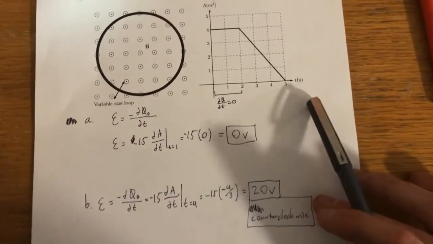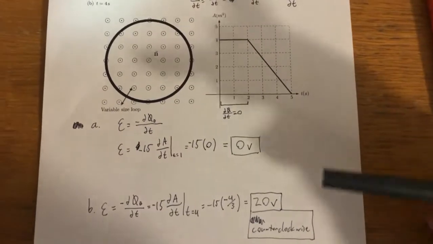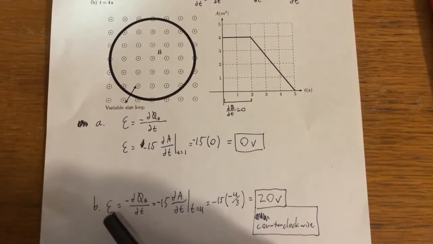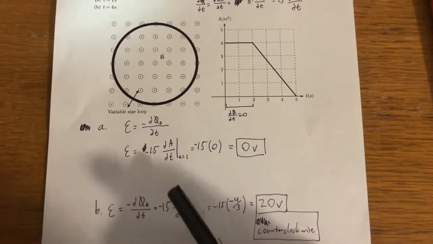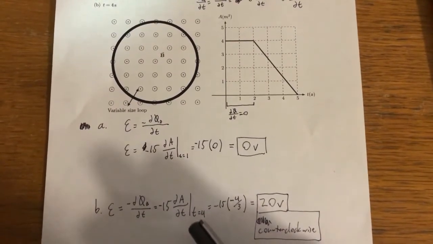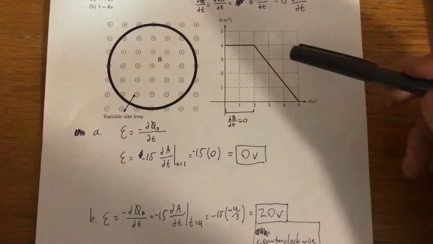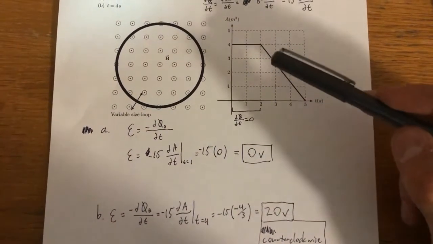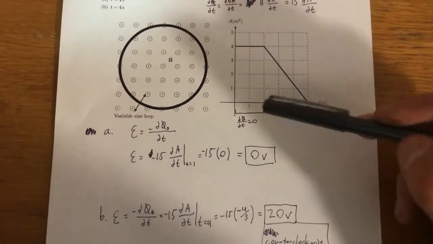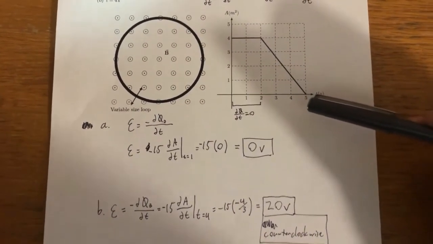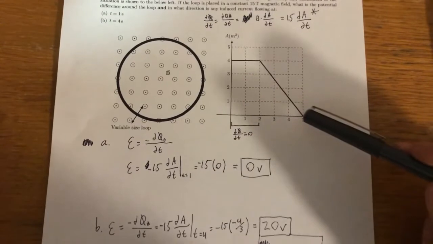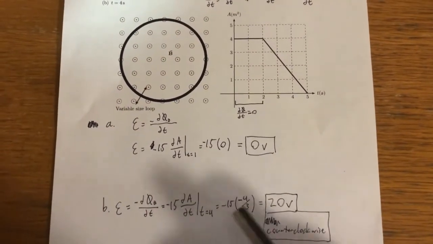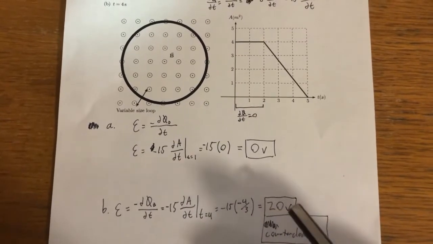And that brings us to part B, where we do have a change in area. So there is a change in flux and there is an induced EMF. So we have the same expression, negative 15 times dA/dt at t equals 4. Now we go up to the graph and we can see that here our derivative is constant, and you can just calculate from the rise and the run, negative 4, positive 3. So our derivative through this area is a constant negative 4/3. So we just plug that in down here. Negative 15 times negative 4/3 gives us 20 volts.